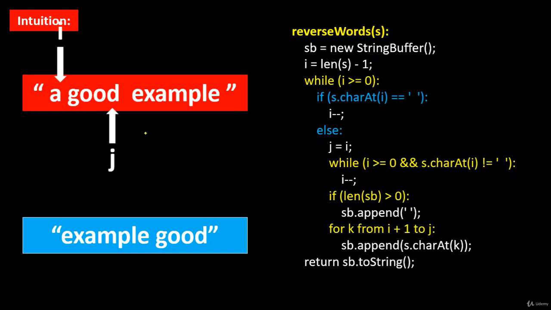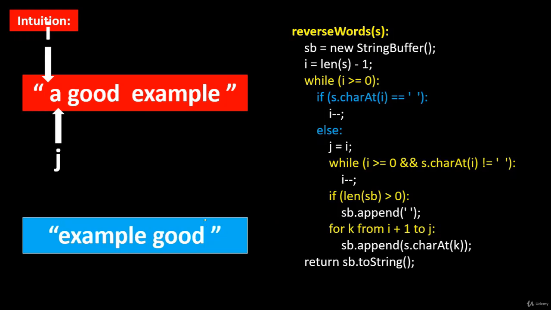Now let's move I to the left again, and we see that I is pointing to this character A, so we will move j to I. Now let's move I to the left, and we see I is pointing to an empty space, and the string builder is not empty, so let's append a space and let's add A to the string builder. And we're going to move I to the left, and we're out of the string boundary. I is now less than 0. So this while loop will stop here, and we get this string. And this is how this solution works.